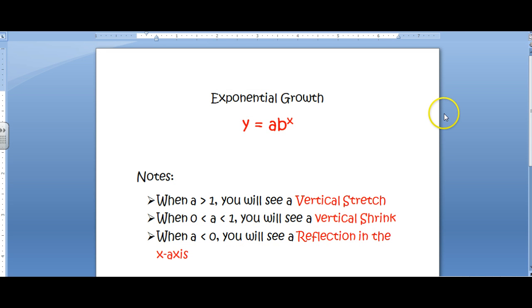All right, let's finish up here. For exponential growth, we're using the equation y equals a times b to the x power. When a is greater than 1, you will see a vertical stretch. When a is between 0 and 1, you're going to see a vertical shrink. And don't forget, vertical stretch moves it to the left, vertical shrink moves it to the right. When a is less than 0, a negative number, you will see a reflection in the x-axis, or you can see combinations of a reflection and a stretch or a shrink.